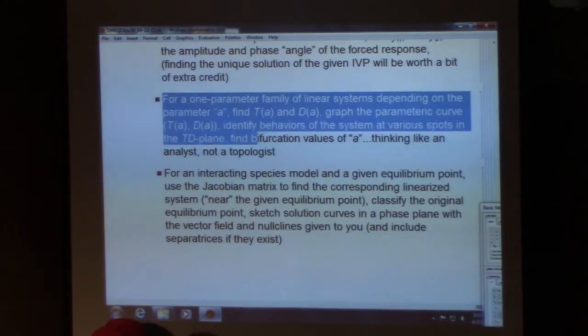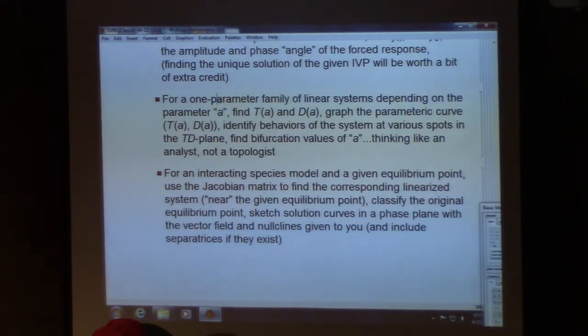There is a bifurcation problem, a 1-parameter family of linear systems depending on a parameter A. Find the trace and determinant, graph the parametric curve, which is not a solution curve, it's just telling you information about the systems. There's going to be some curve in the trace-determinant plane. When you cross the critical loci, then you have bifurcations. You should be able to identify the different behaviors in the different regions, as well as along the critical loci themselves. I'll give you options, actually, to make it easier. Identify behaviors, find bifurcation values.